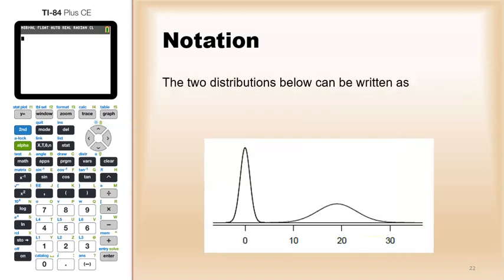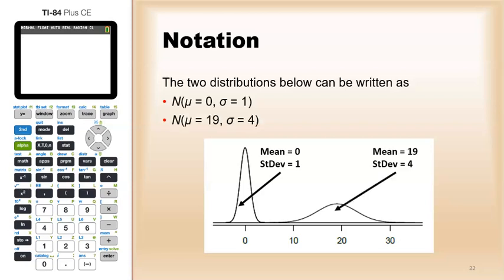So for instance, here are two normal distributions. The one on the left has a mean of 0, standard deviation 1. So I go N, mu equals 0, sigma equals 1. The other one has a mean of about 19, standard deviation 4. So N for normal, mu equals 19, sigma equals 4.